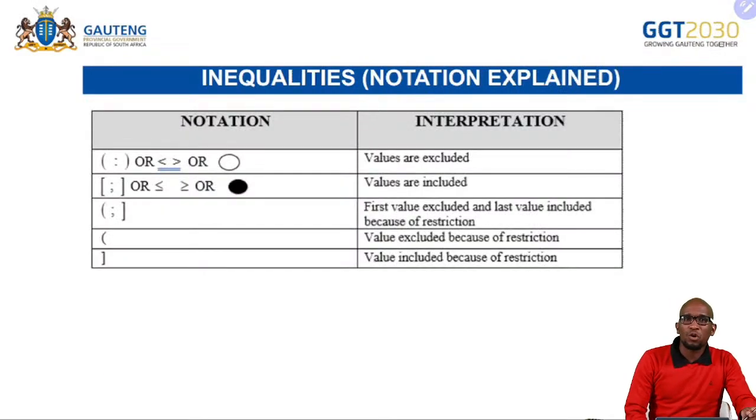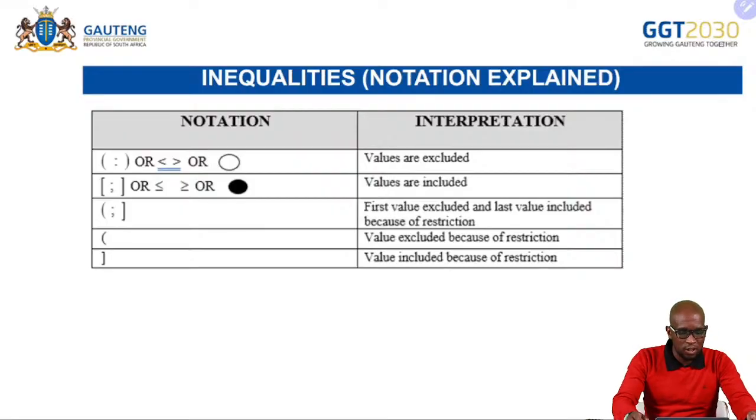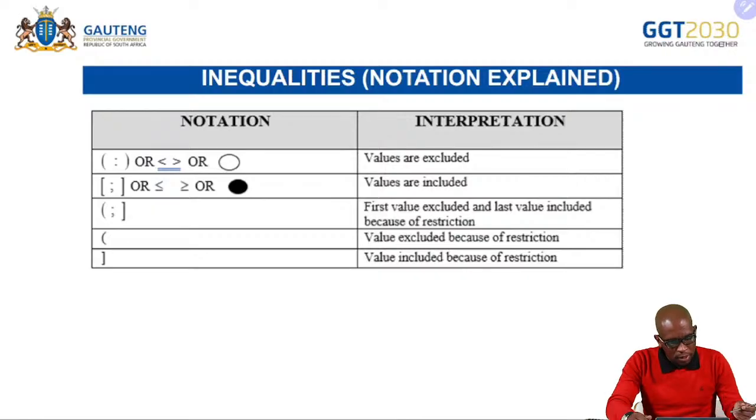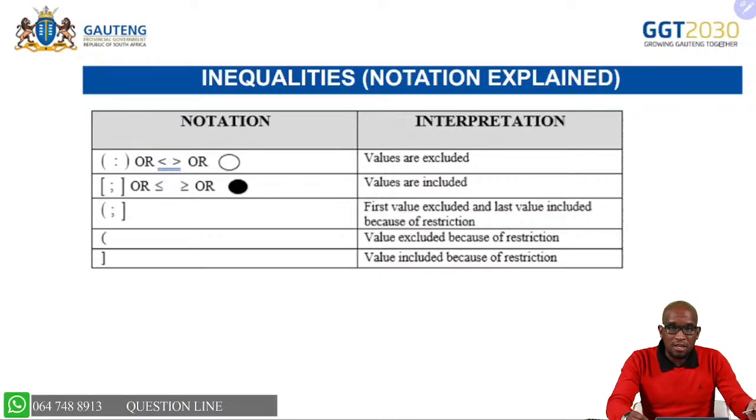Right, starting off, we're going to go back to the notation. We are explaining now the notation that we should know for us to be able to interpret the notation questions in graphs. The first one, we are looking at values that are excluded. There are 3 ways of representing values that are excluded. We can use our round brackets, or we can use our less than or greater than sign, or we can use an unshaded circle there to indicate on the graph that these are the values that are excluded.